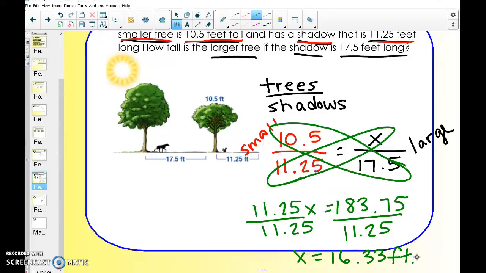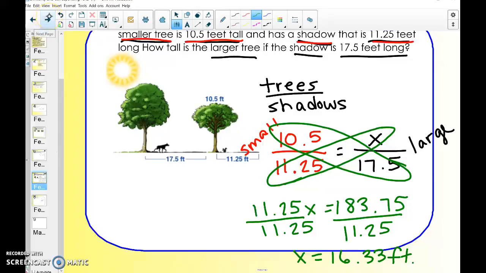And I know it's feet because everything else in the problem is feet. And this is how tall the actual tree is. Now make sure to check, does this seem reasonable? Okay, well with the smaller tree, the shadow was a little bit longer. And the taller tree has a shadow of 17.5 feet. 16 is a little bit less, so that seems pretty reasonable. Seems like it works proportionally with the rest of the problem. You can always check by plugging 16 in and seeing if you get it correct when you cross multiply as well.